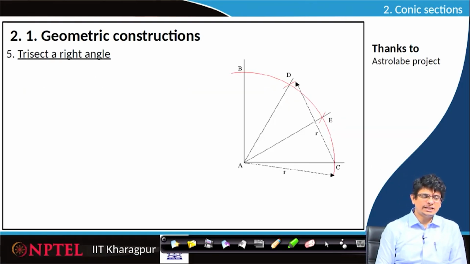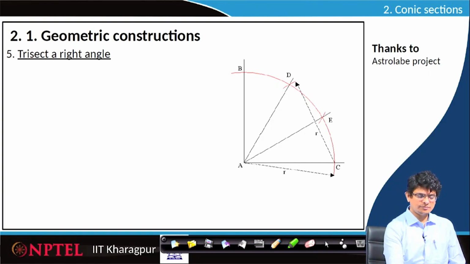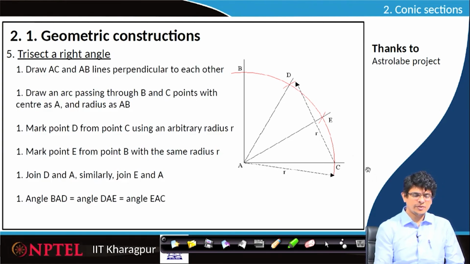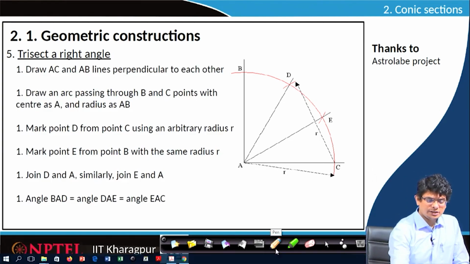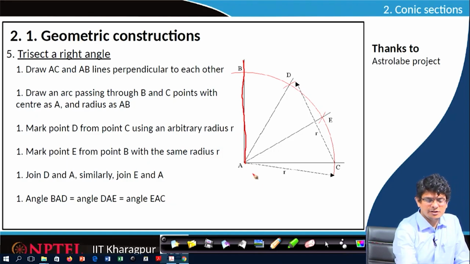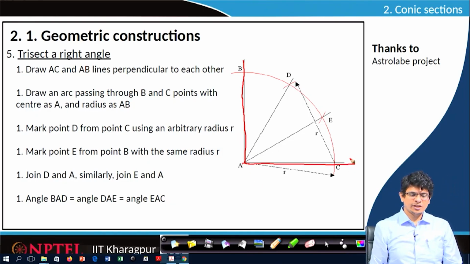How to trisect a right angle? For example, we have a right angle with lines AB and AC. This entire thing we can directly divide using a protractor. However, for any arbitrary angle, if we would like to really construct, this similar procedure works.